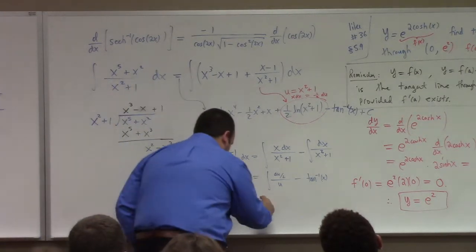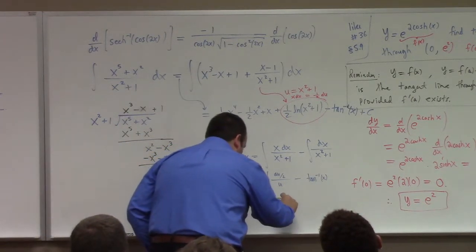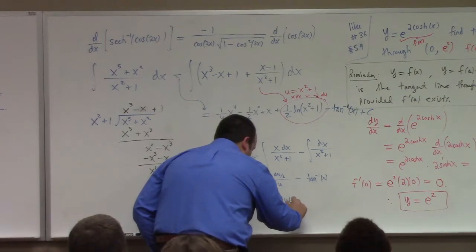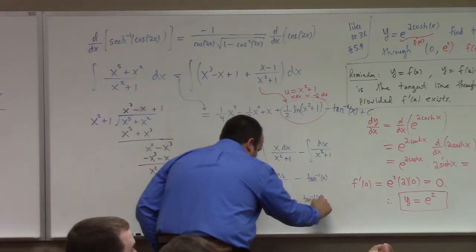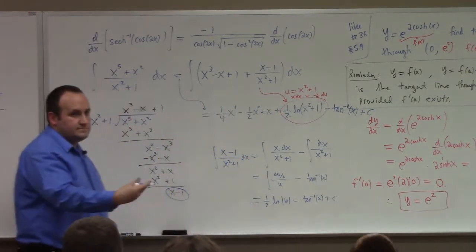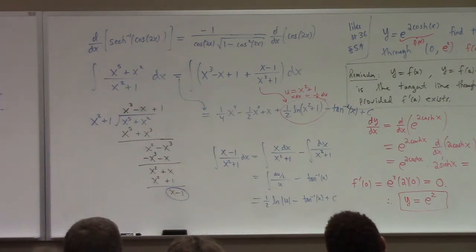And then, of course, that's 1/2 log absolute value of x squared plus 1. Do you like how you split it up like that, or do you like to do it without splitting it up? Which splitting are we talking about? The x dx on top, minus. Well, I don't see the need for writing that down personally. I mean, these are basic integrals. I did it in my head.